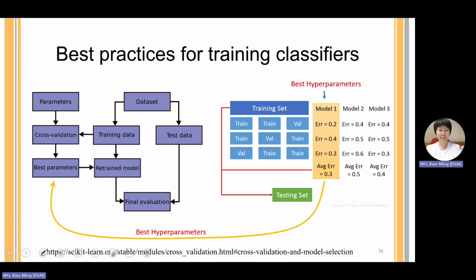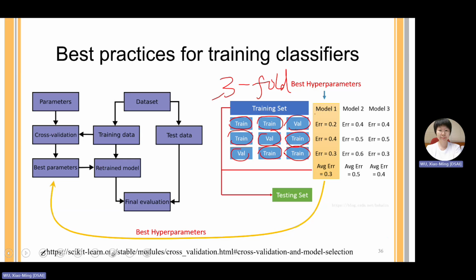Take this training set as an example. If we do 3-fold validation, we split the training set into 3 folds, 2 for training and 1 for validation. So the first 2 for training and the third for validation, or the first and third for training and the second for validation, or the second and third for training and the first for validation. This is 3-fold validation.